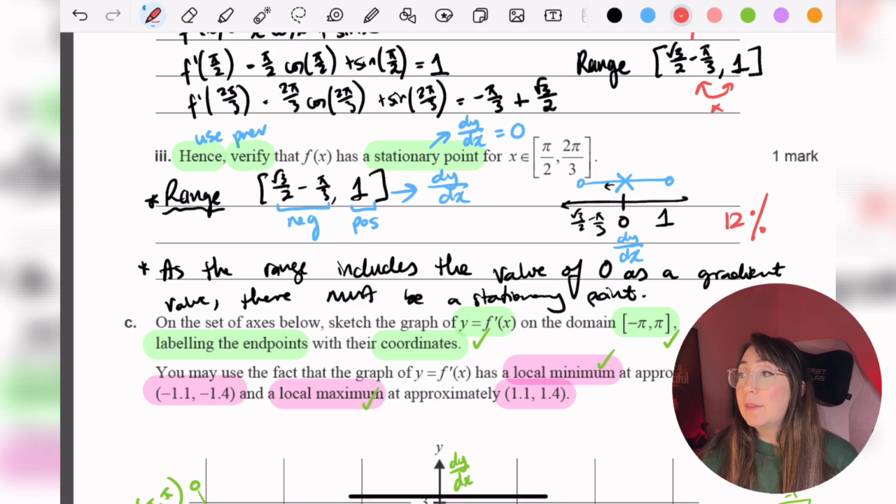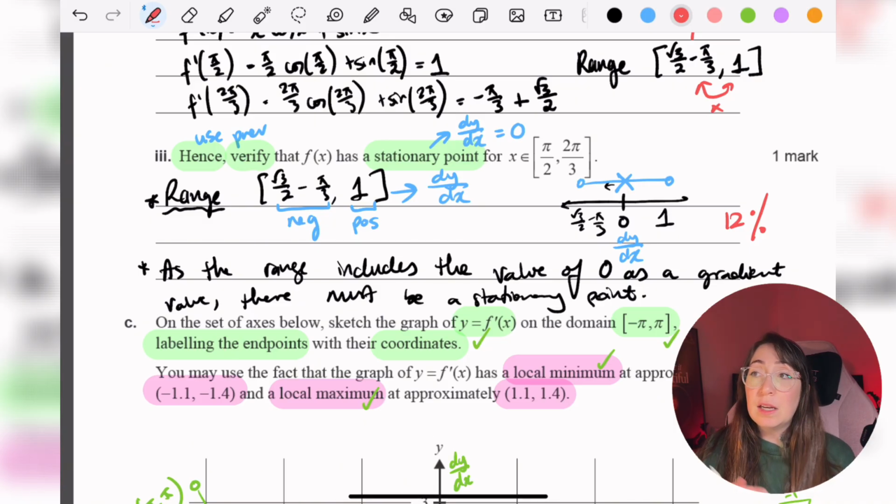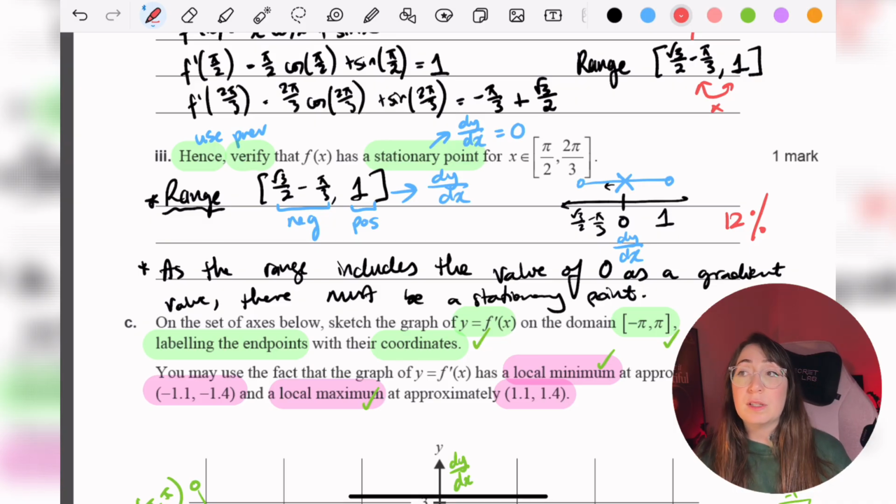The examiners said that you have to use your part 2. That's what we spoke about in terms of that hence word. You need to use part 2, and that's why I immediately wrote the range. So I've used what I've previously got. You can write it in terms of words, so you can state either the inequalities or you can state that the range includes 0, so the gradient must be 0 in the interval.